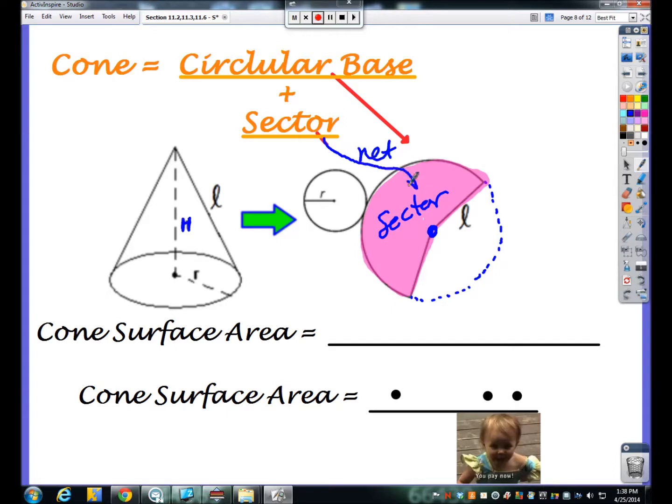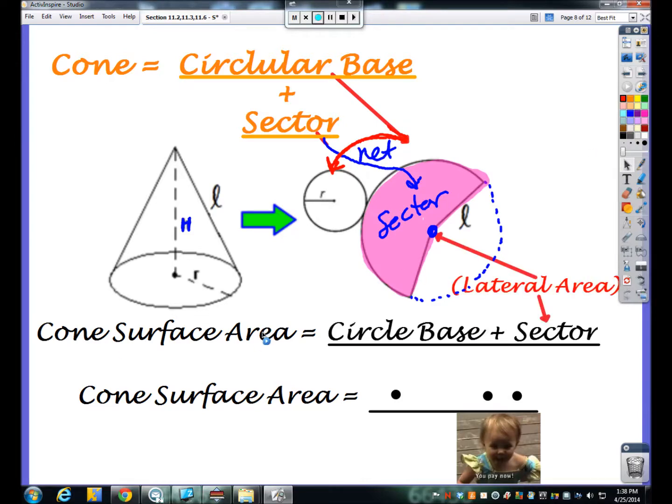So here's our sector arrow. What are you doing? Silly arrow. There we go. There's our circular base plus our sector. So the surface area of a cone. Well, we got a circular base, we have a sector, and the sector part here, again, will be referred to as our lateral area. Okay, think of it again as the walls of our cone. It is going to be referred to the lateral. The surface area covers everything.